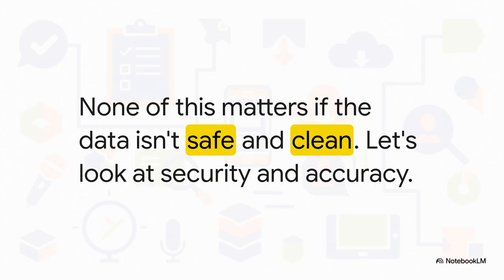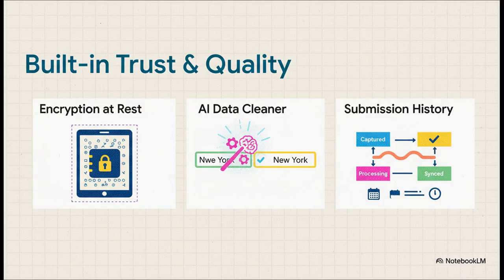But of course, none of this matters if your data isn't both secure and accurate. That's non-negotiable. And this is exactly how the system builds that trust. First off, for security, all the student info stored on the device is fully encrypted. It's locked down tight. Second, for accuracy, there's a pretty smart AI data cleaner that automatically catches and corrects common typos. Think gmail.con becoming gmail.com. That keeps your data clean from the get-go. And finally, you get a full submission history, so you can track every single lead and see exactly when it was captured and when it's synced.